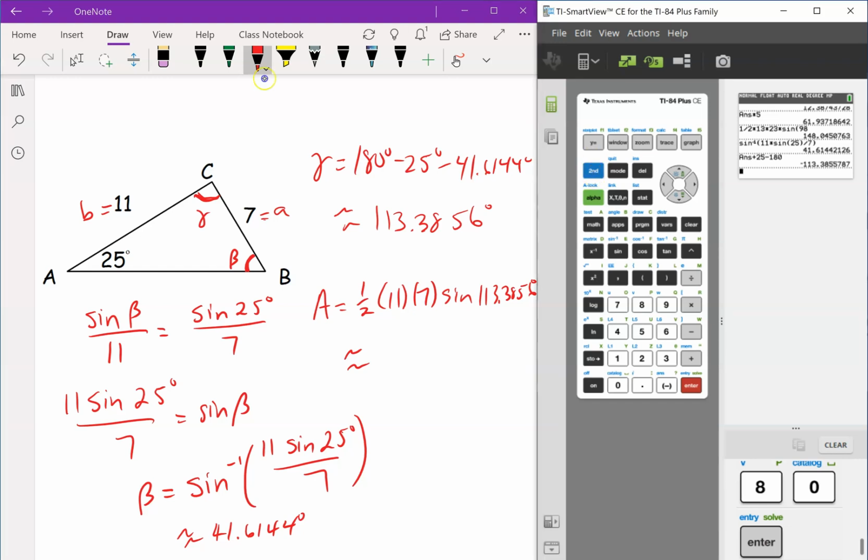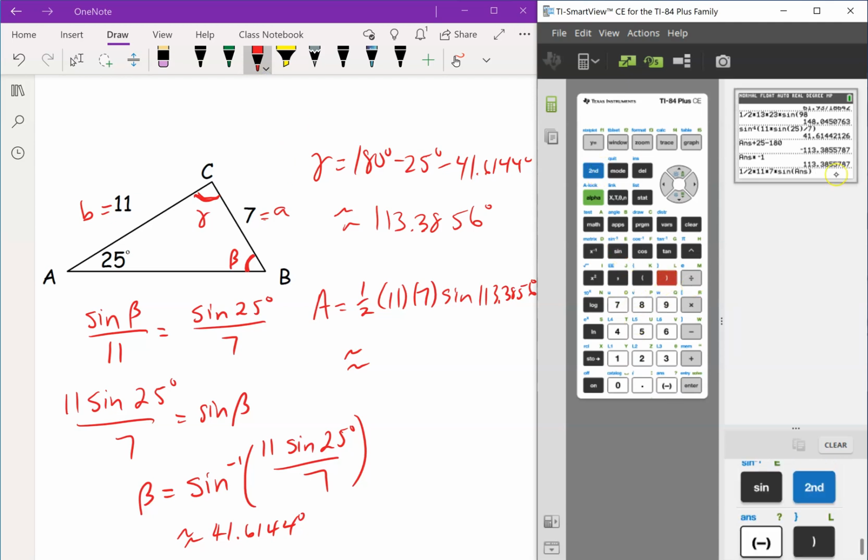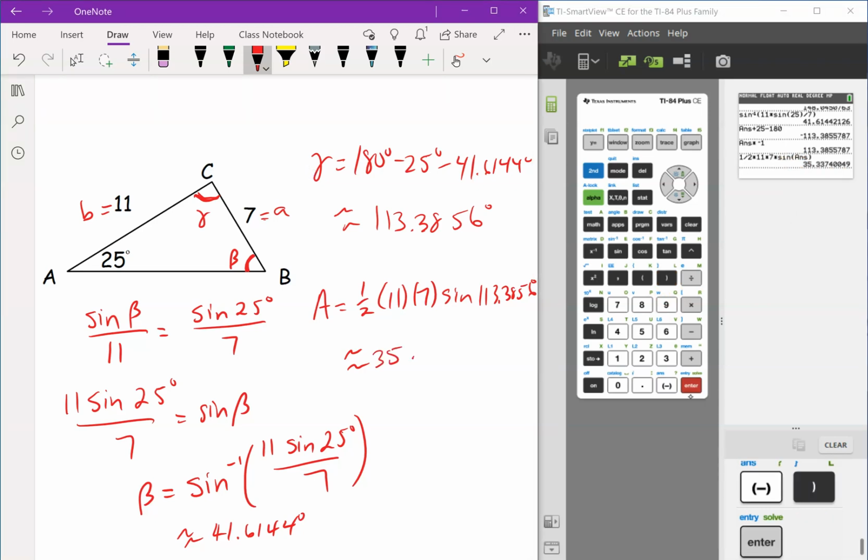Let me make this answer positive, so I'll multiply by -1. Not that that really matters, we can figure it out otherwise, but just to make it look like what we have in our expression over here: 1/2 times 11 times 7 times sine of the angle. So I just use the previous answer button and get 35.3374 is our final answer for that one.